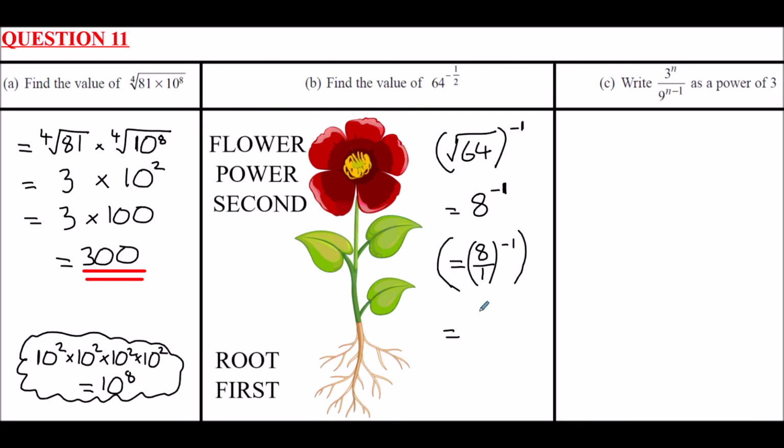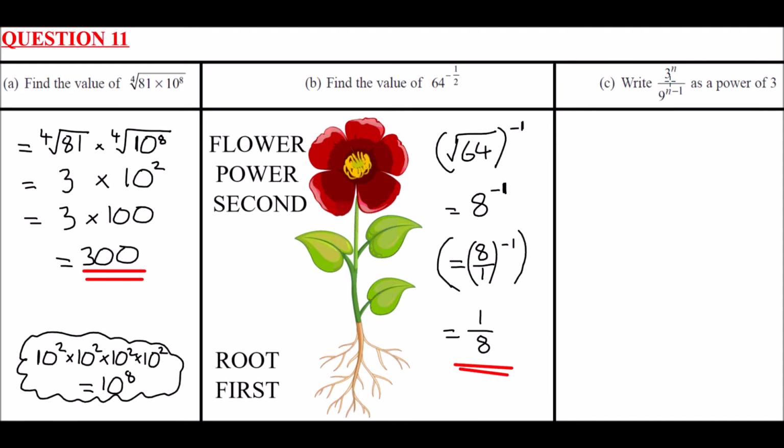So 8 over 1 becomes 1 over 8. And then this minus power becomes a positive. So the power minus 1 here becomes positive 1, but anything to the power 1 is just itself. So the answer is simply 1/8. 2 to the minus 1 is 1 over 2. 8 to the minus 1 is 1 over 8. So it works in the same way.